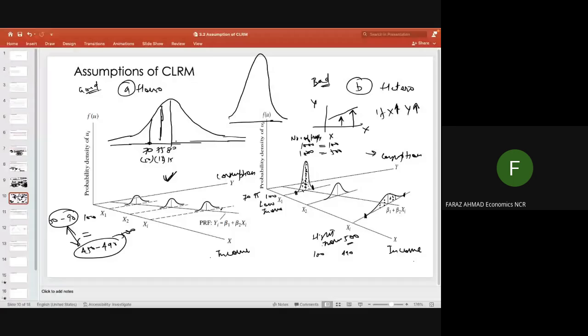So we have this, there are 10 people having a consumption of 70, and there are 12 people who are having a consumption of 75, and there are 15 people having a consumption of 80, and there are 12 people having a consumption of 85, and there are 10 people having a consumption of 90. So 10, 12, 15, 12, 10.